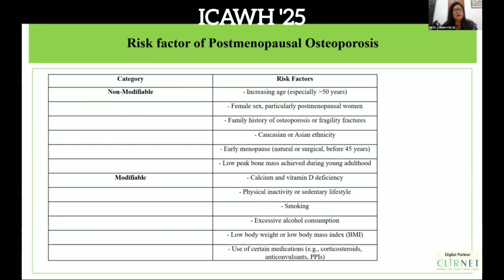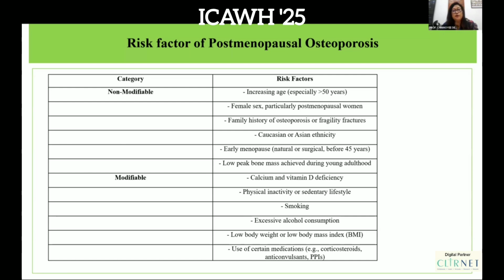One is non-modifiable and another is modifiable factors. The non-modifiable risk factors include increasing age, especially more than 50 years, and female sex, particularly postmenopausal women. There is a predisposition with a family history of osteoporosis or fragile fractures. Caucasian and Asian ethnicities are more susceptible to osteoporosis, early menopause, natural or surgical, before 45 years, and low peak bone mass during young adulthood.